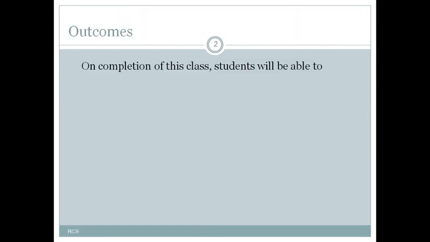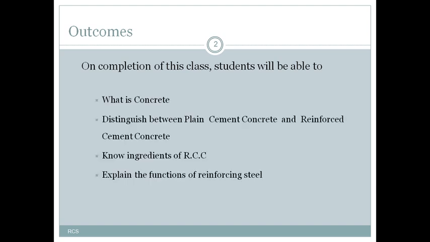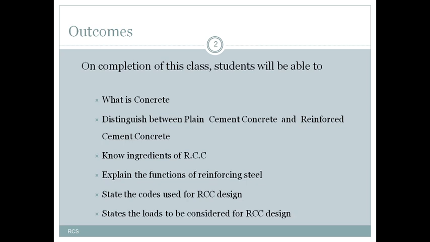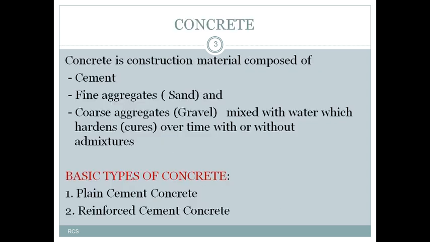Outcomes of today's lecture are: on completion of today's class, the student will be able to define what a concrete is, distinguish between plain cement concrete and reinforced cement concrete, know the ingredients of RCC, explain the functions of reinforcing steel, state the codes used for design of RCC elements, and state the loads to be considered while designing the RCC elements.